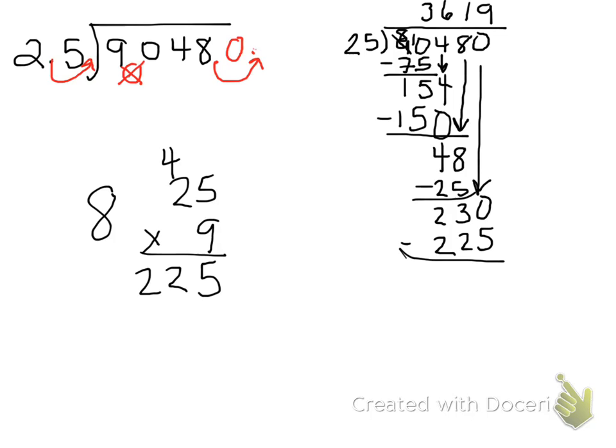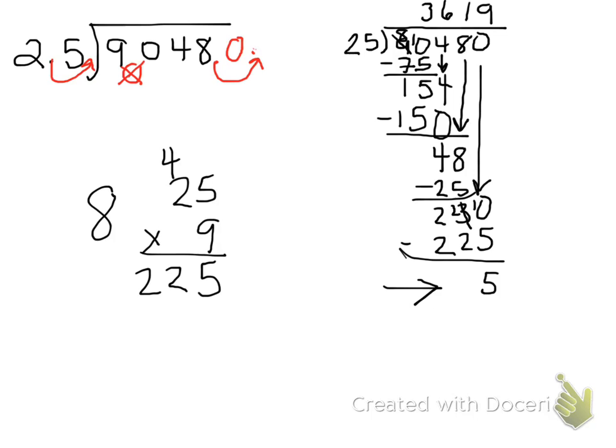0 minus 5 I can't do, so I'm going to borrow from this 3 and make it a 2, and this becomes a 10. 10 minus 5 gives me 5. Now I'm out of zeros, but I still have a number down here. So I have to do the same thing we did last time. When we run out of zeros, we're going to run out of numbers.